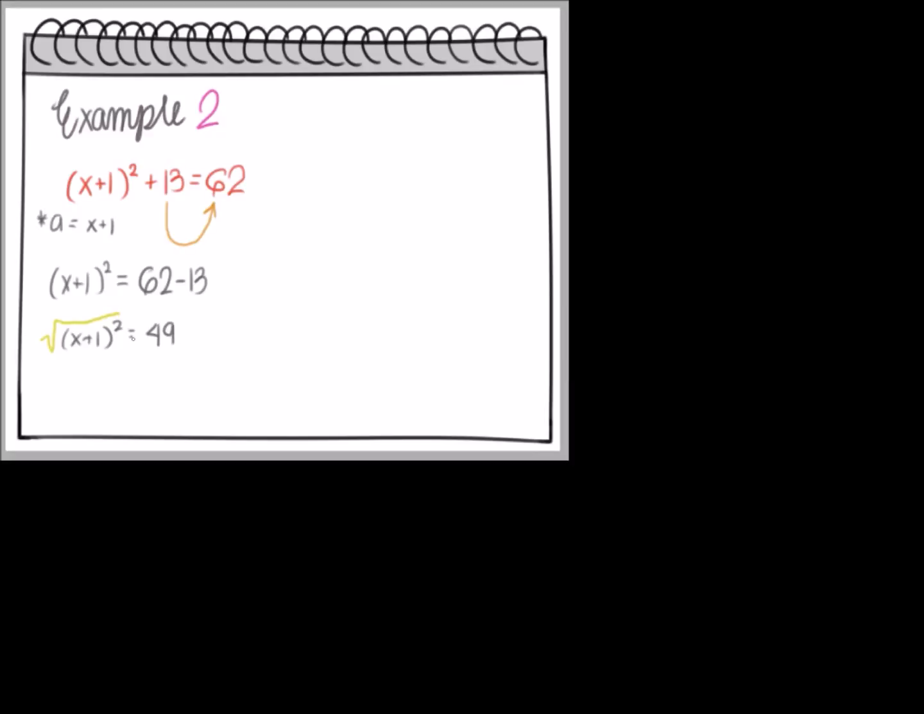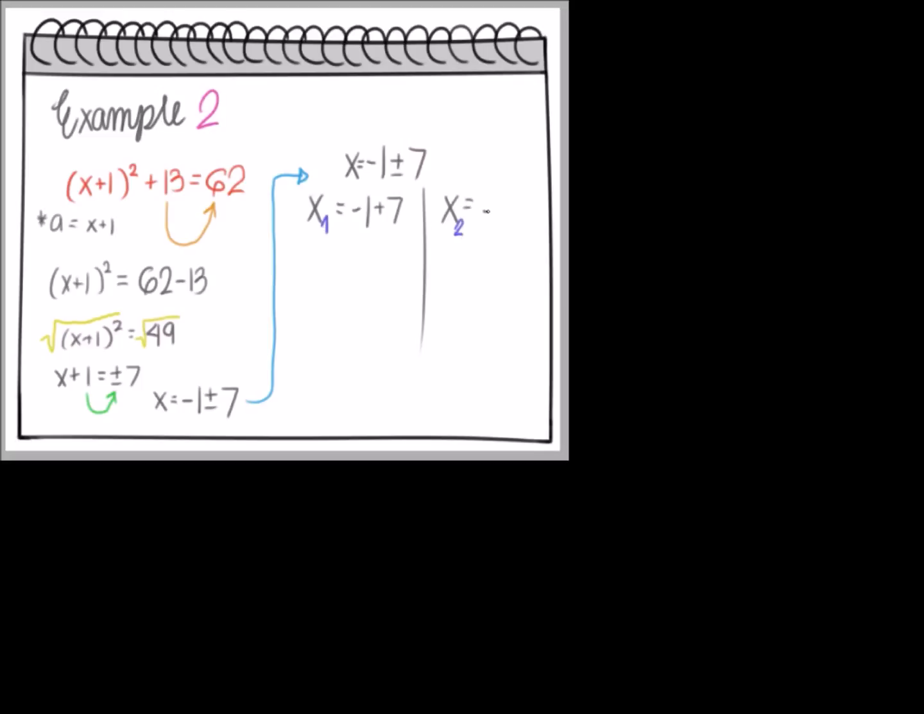Take the square root of both sides. X plus 1 squared becomes x plus 1, and 49 becomes plus minus 7. Isolate x, then get the solutions by first adding 7 to negative 1, then subtracting. You will end up with the values 6 and negative 8.